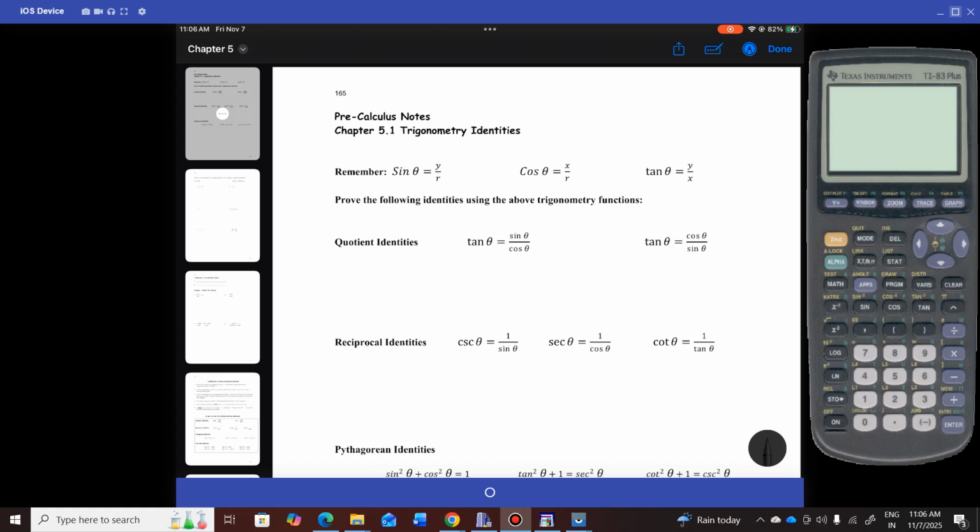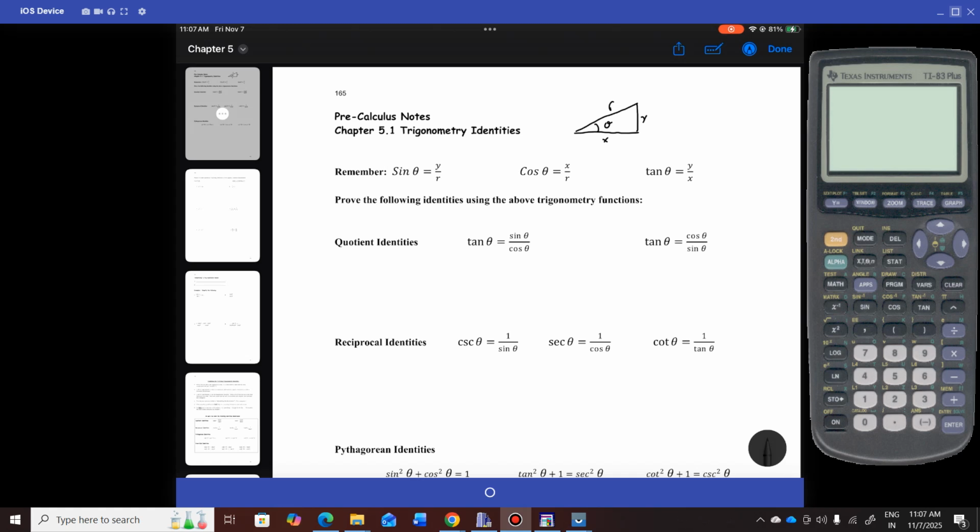Right, and so first, some definitions. Sine theta equals y over r, cosine theta equals x over r, and tangent theta equals y over x. So that's with a trigonometry triangle. This is x, y, and r. We're going to start with proving some of these basic identities using these definitions. We always want to make the left side equal the right side when we prove these.